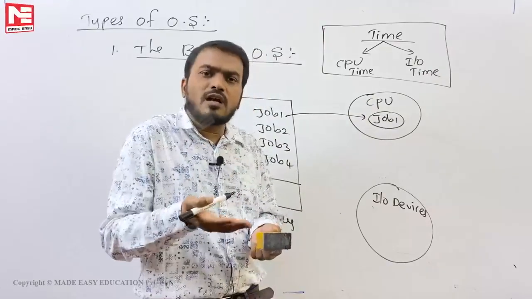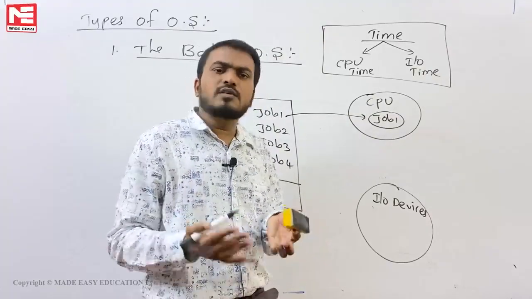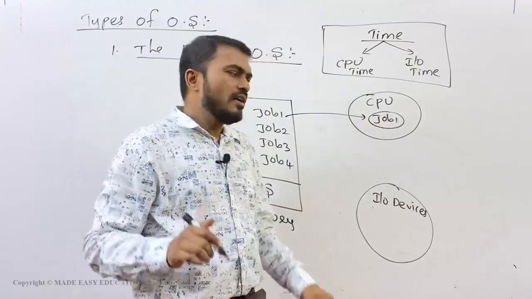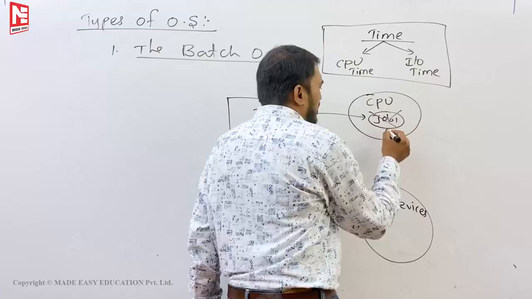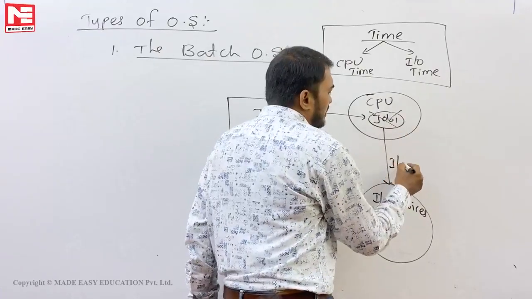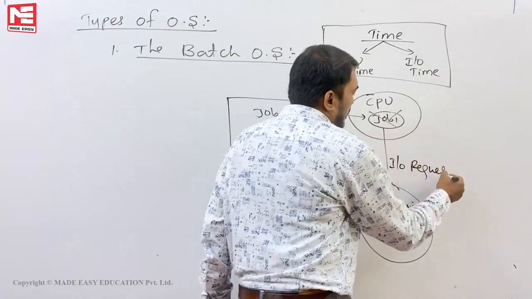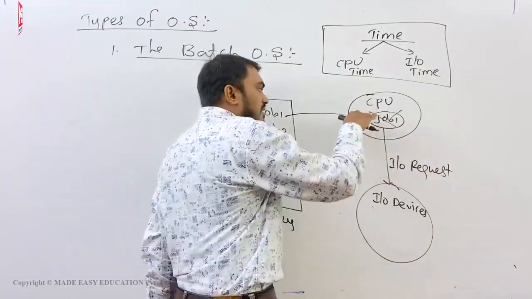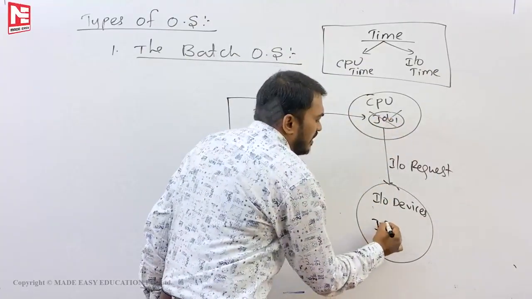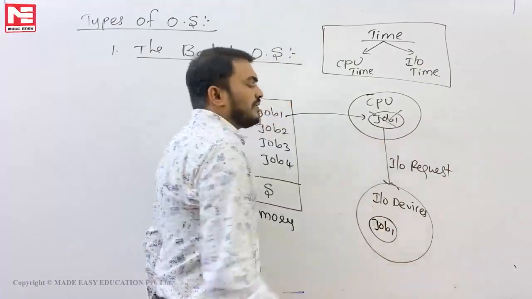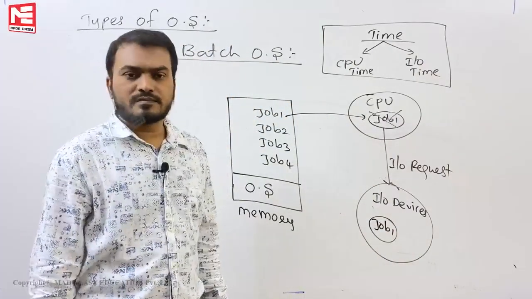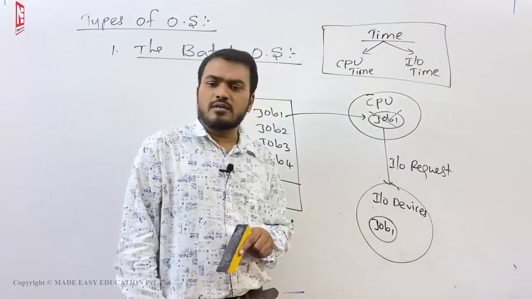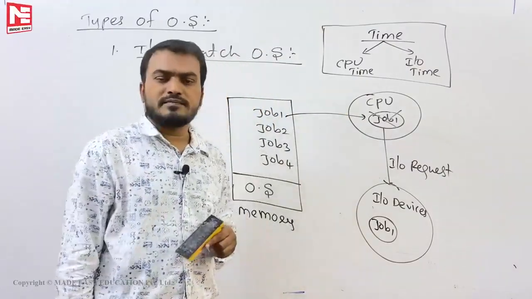When the scanf statement comes, what will happen? Obviously it requires input and output, and control goes to the user. Scanf means you have to give input from the keyboard, exactly. So if it requires any IO operation, then what happens? Okay, it will leave the CPU. Note down, copy this. If it requires an IO request, what happens? It will leave the CPU and move on to the IO devices to perform the IO operation.